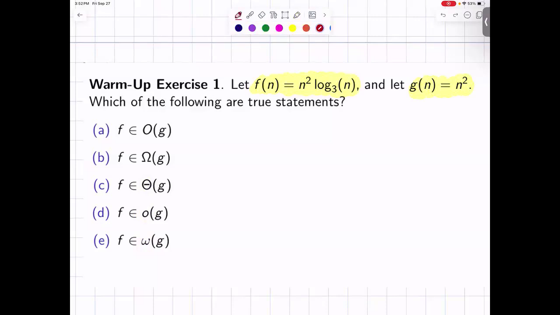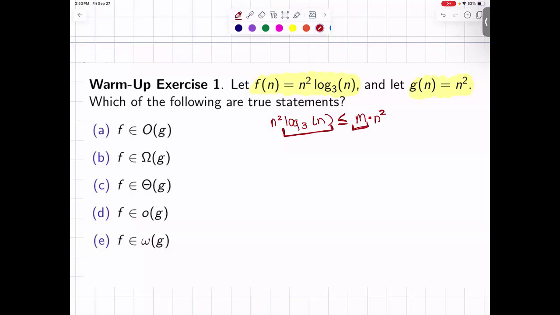So for big O, which is A here, we're basically trying to ensure that n squared log base 3 of n is less than or equal to m times n squared, where I get to pick that m. I get to pick that m, and we also get to pick the n naught for all n greater than the n naught. So we look at this one here, and we can see that basically that would mean that m would need to somehow relate to this log base 3 of n.